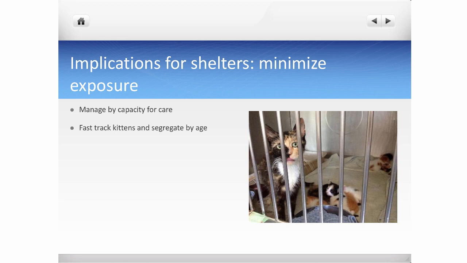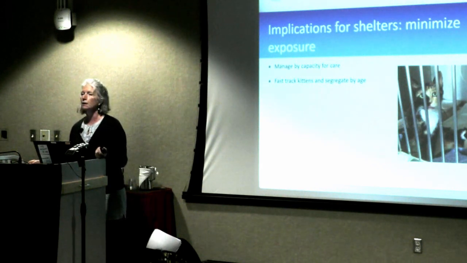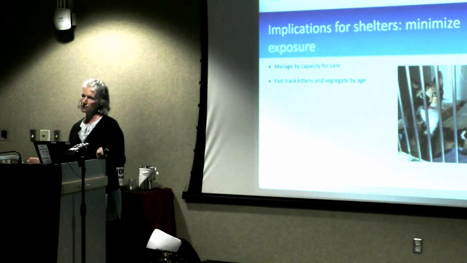Fast tracking kittens and segregating by age. Reminding you that they are our highest risk for shedders and our highest risk for disease. Let's keep them in the shelter the shortest amount of time possible. Let's make sure we segregate them from other animals as much as possible. And let's make sure that we segregate them from each other, meaning as much as I love a room full of 25 kittens running around together, I don't really love it.